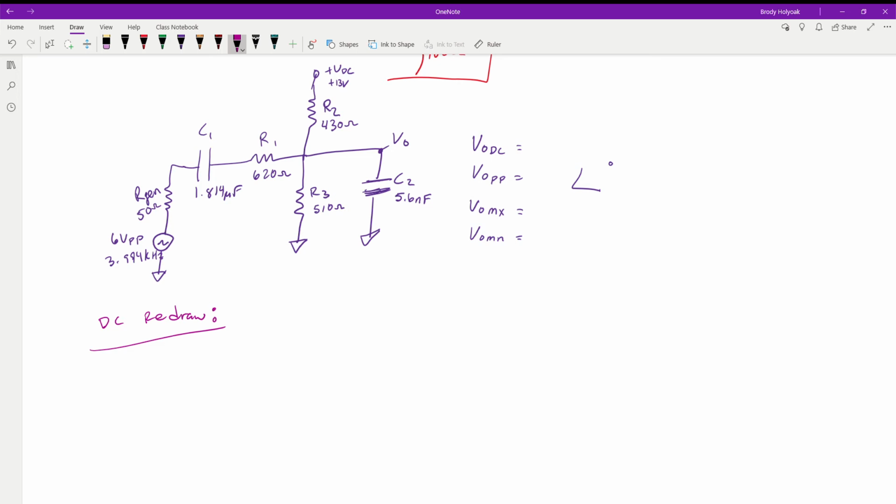Okay, so with the DC redraw, we're going to start with our generator, so the positive point of our voltage supply. So this is going to be our plus 13 volts. And then we're going to draw what it's connected to. So the first thing it's connected to is R2. Now it comes to this point and it's going to split. So coming straight down to our ground, we now have R3.